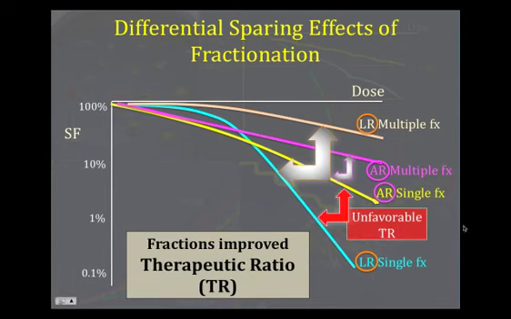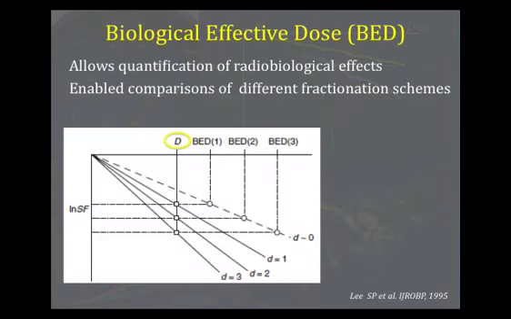Here is an unfavorable therapeutic ratio. For us to kill this amount of cells in an acutely responding tissue, for instance a tumor, will trigger a lot of side effects in the normal brain. Now, if you fractionate, we gain. That's important. That's why fractionated treatment showed better results in the early decades of the 20th century. And this is a favorable ratio.